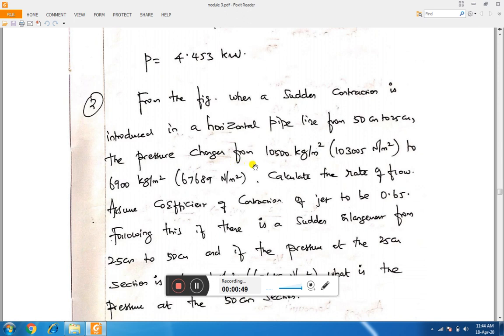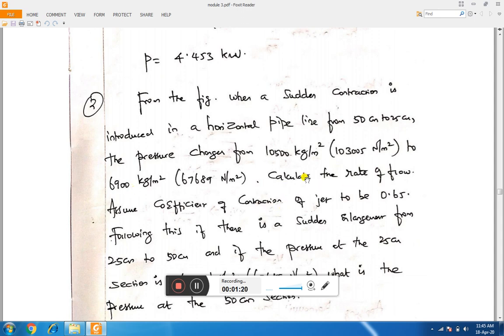The pressure changes from 10,500 kg per meter square. It is given in kg per meter square. We can convert this into Newton per meter square by simply multiplying by 9.81. So this is the Newton per meter square. So pressure changes from 10,500 to 6,900. This is at section 1, and this is at section 2.